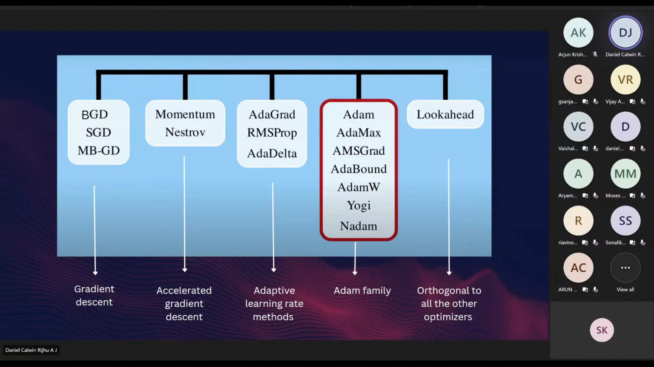And the fourth family is going to be the Adam family of optimizers, and we'll be looking into the details of the Adam optimizer in this session. And the last one will be Lookahead. Lookahead optimizers are not exactly optimizers by themselves. They can be combined with the remaining specified optimizers to enhance their ability. So that's why they are called orthogonal to the remaining optimizers.